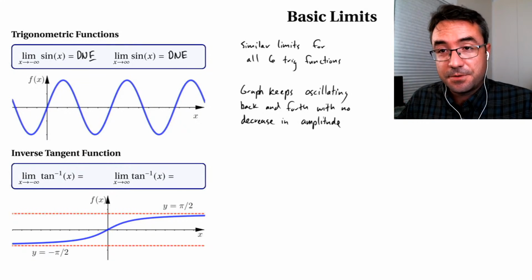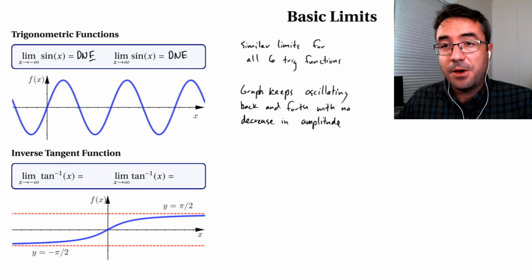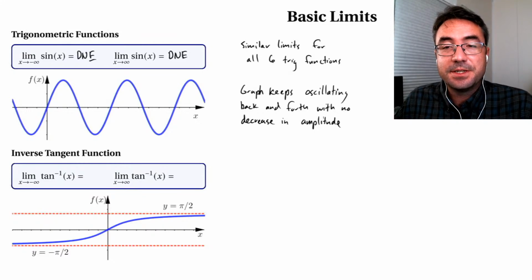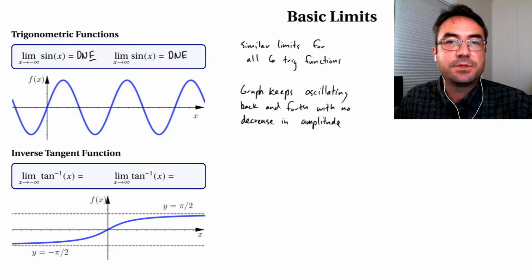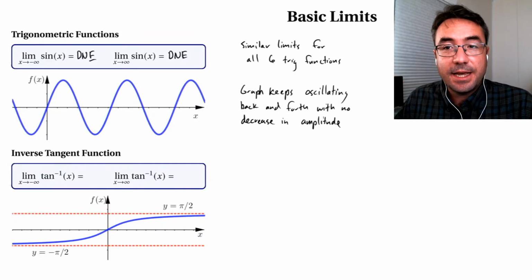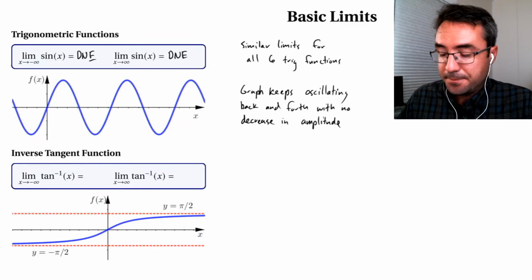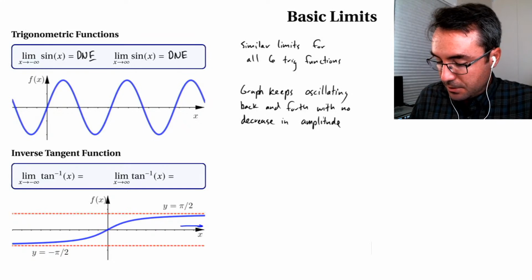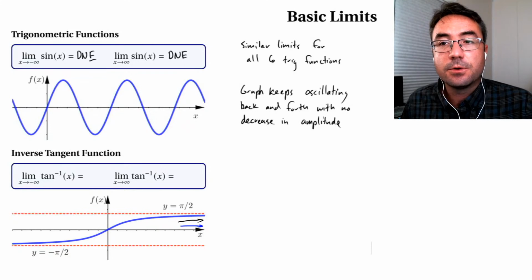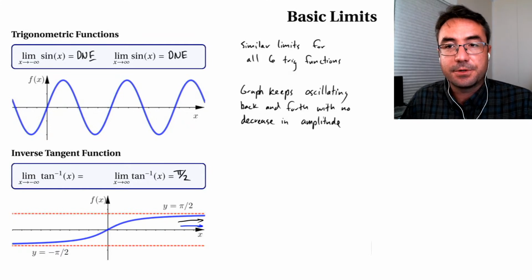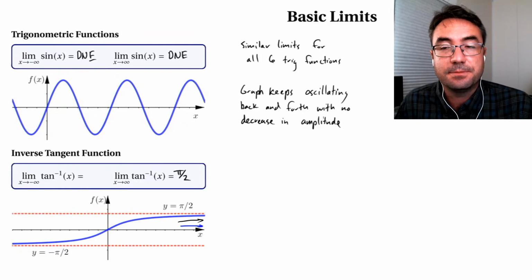But for inverse trig functions, some of those actually do exist. For instance, the inverse tangent function, this is the one we'll see most commonly. This one actually does have limits at infinity. So if we look at our graph, if we move to the right, it looks like the output of our function is getting closer and closer to that line pi/2. And so we say the limit at positive infinity is pi/2 for our inverse tangent function.